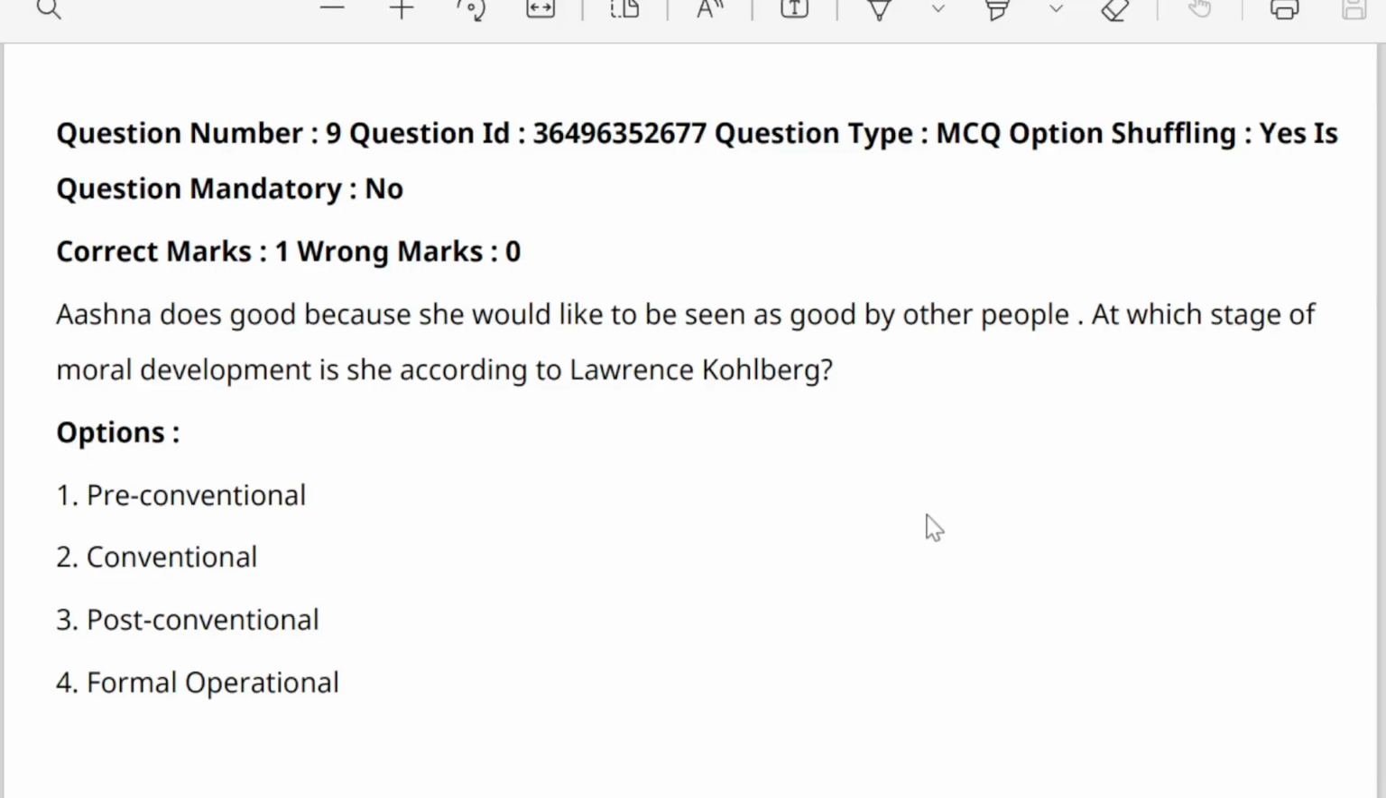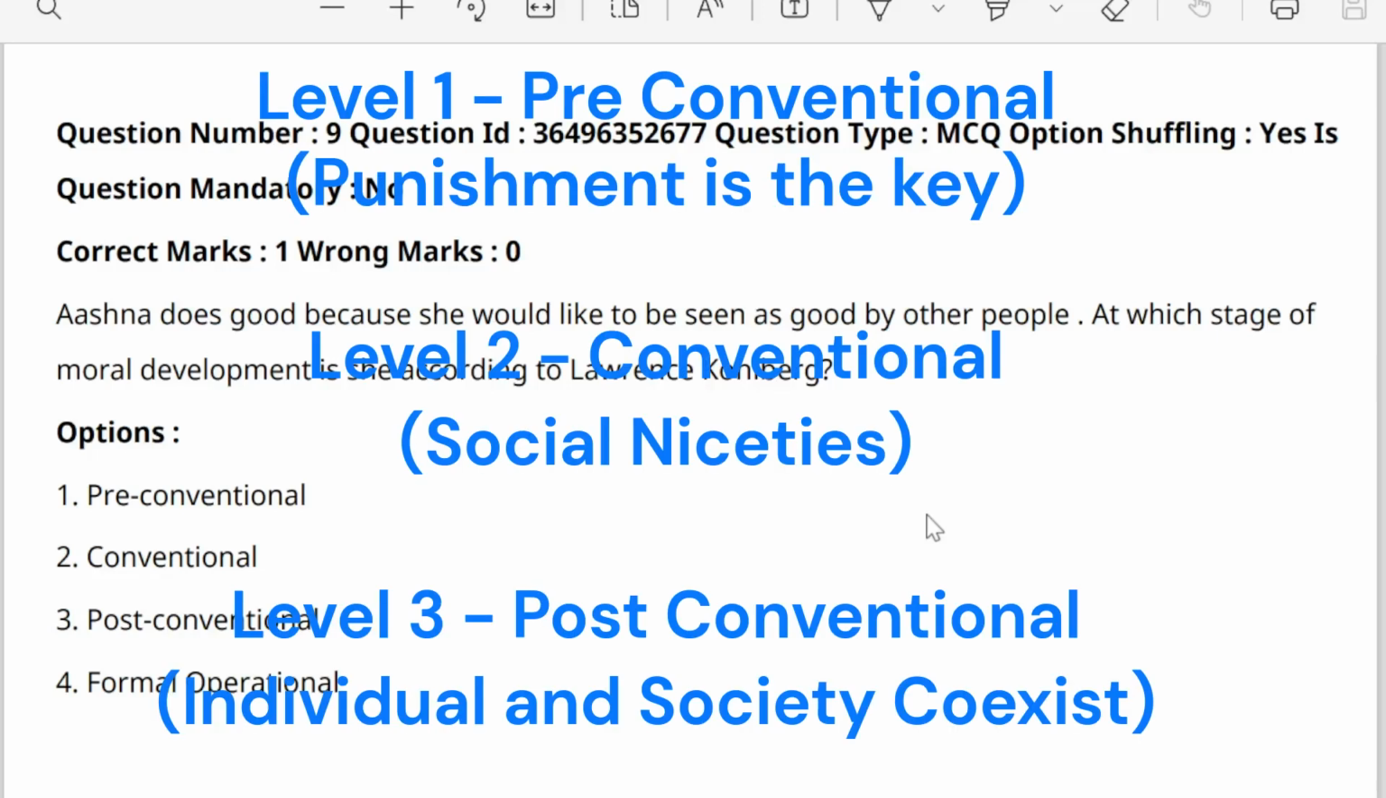When we're looking at the options, we'll immediately remove formal operational because that is a part of Piaget's theory and not Kohlberg's theory. When you're learning Kohlberg's theory, you must learn it in two different ways. First, you learn the three broad levels, which are pre-conventional, conventional, and post-conventional, and then learn the two sub-levels between each. In the pre-conventional stage, which has two sub-levels under it, obedience and punishment, and individualism and exchange, the main factor is punishment.